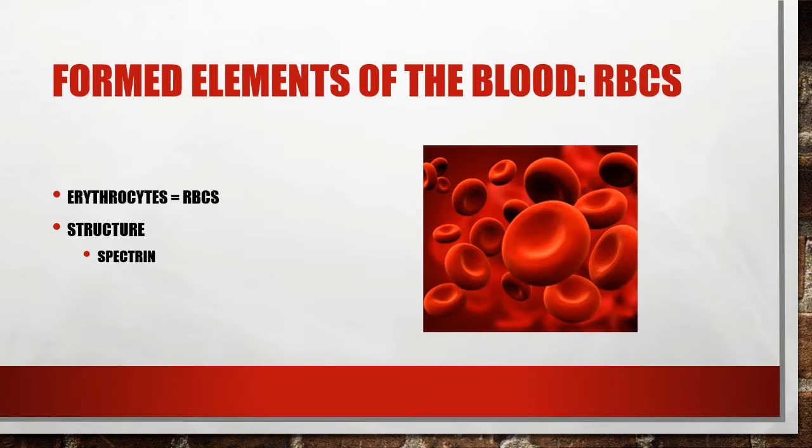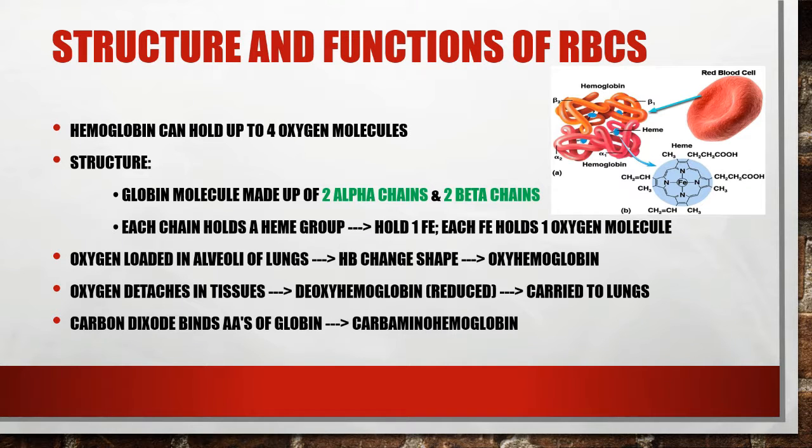The first formed element of the blood I'm going to talk about is red blood cells. As I mentioned in the video earlier, another name for red blood cells is erythrocytes. The spectrin protein gives the red blood cells that biconcave shape. Structure and functions of red blood cells.